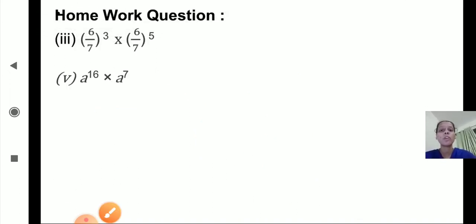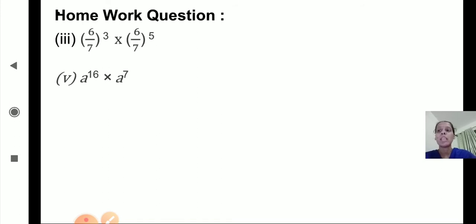Now these are the homework questions from this exercise. Please write down these questions. Third one and fifth one is homework. Same way you will do, you will write the formula and you will do. Okay, so third question is 6 upon 7 raised to 3 multiplied by 6 upon 7 raised to 5. Okay, base is same, you will just add the index. In the first one the index is 3 and second one the index is 5. So you will add this index and you will get the answer.